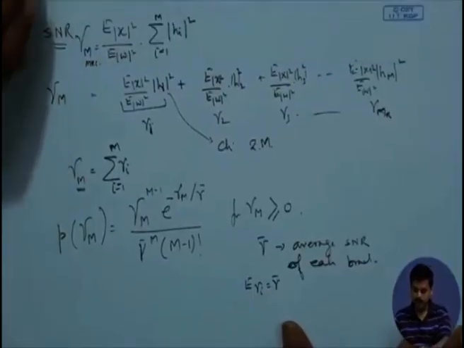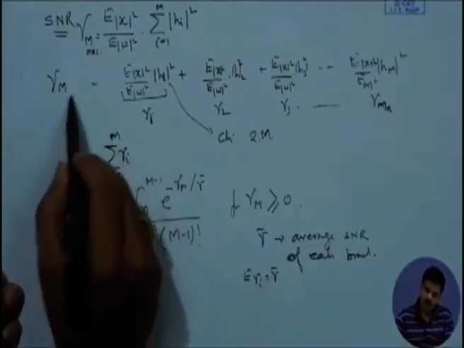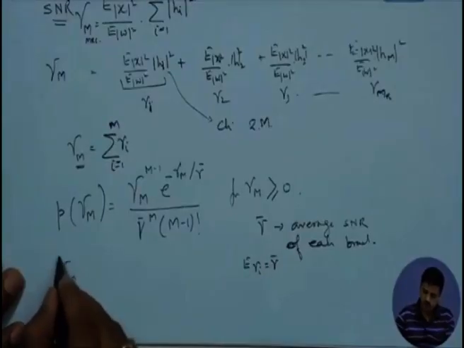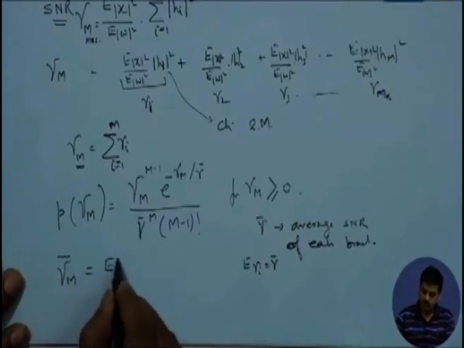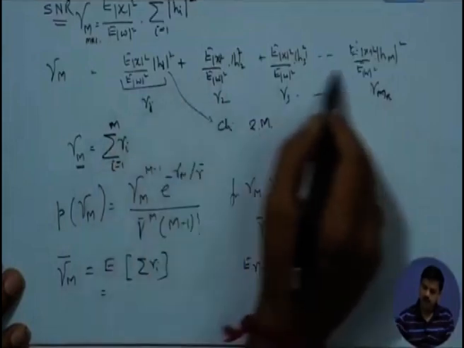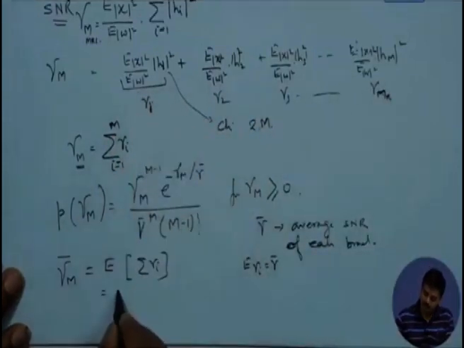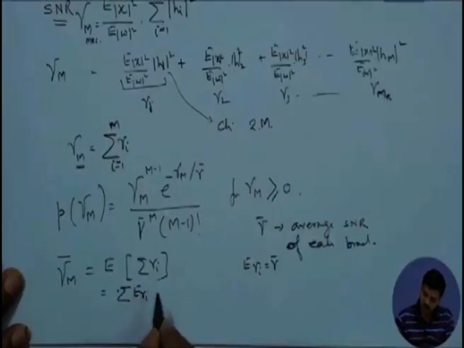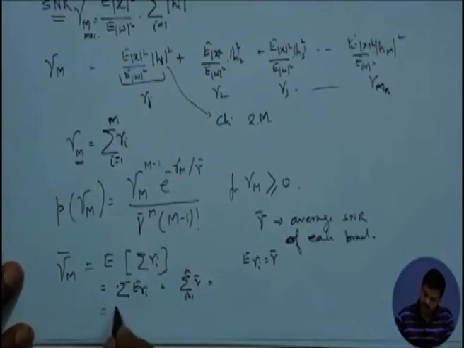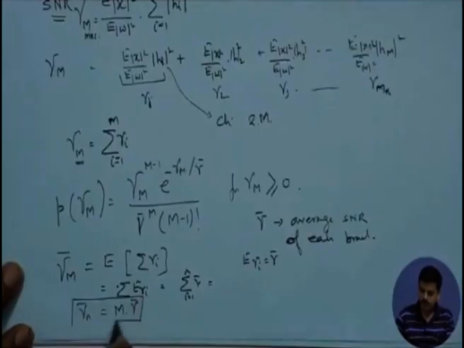So this way what we have seen is we have the combined SNR as the sum of all the SNRs, and if you want to calculate gamma m bar, the expected value, this will be the expected value of the sum over gamma i. Since all of these are independent, we have assumed them to be independent, it would be the sum over E of gamma i, which would be the sum over gamma bar, i equals 1 to m. So that essentially turns out to be m times gamma bar.